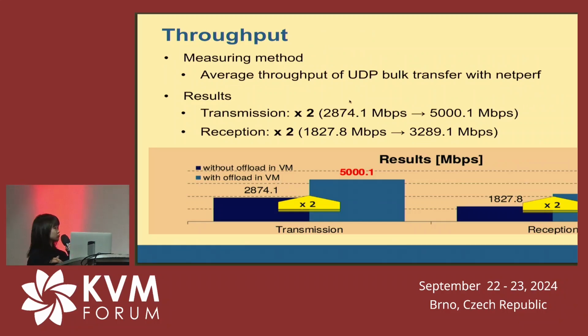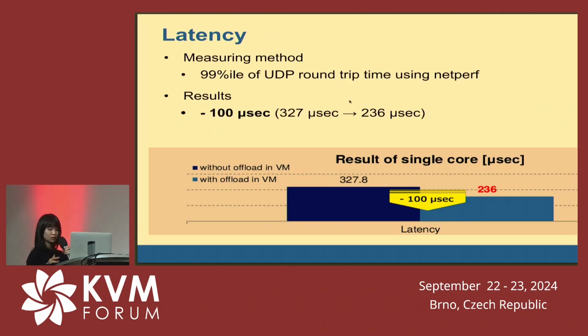First, about throughput, the average value of UDP bulk transfer was measured as the result. Both transmission and reception performance improved by 2 times. And for latency, the 99 percentile value of UDP round-trip transfer was measured as the result. The latency was reduced by 100 microseconds, showing performance improvement.